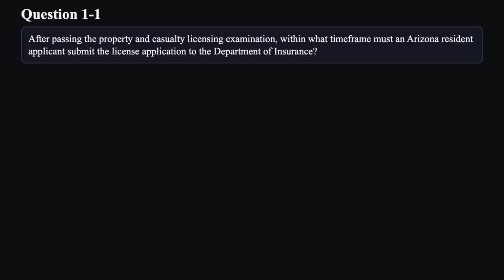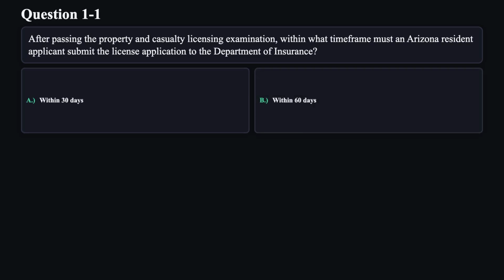I'll read each question and its choices. Let's get started. Question 1. After passing the Property and Casualty Licensing Examination, within what time frame must an Arizona resident applicant submit the license application to the Department of Insurance? A. Within 30 days. B. Within 60 days. C. Within 90 days.